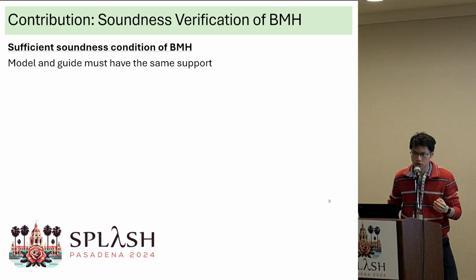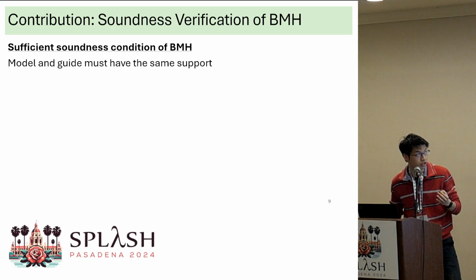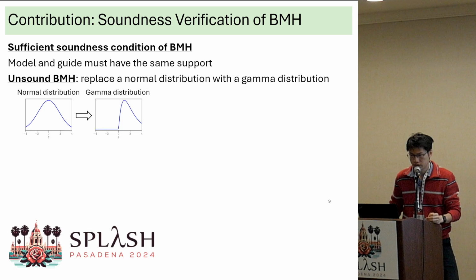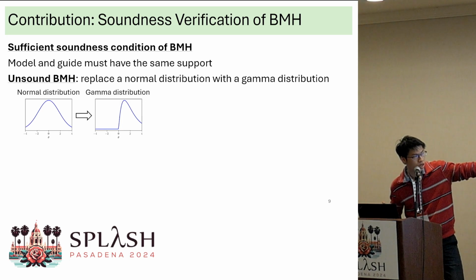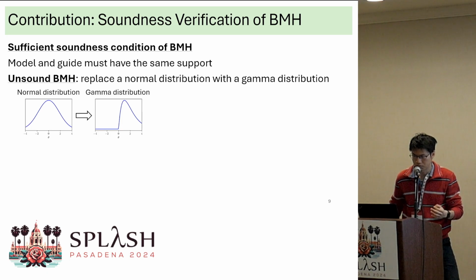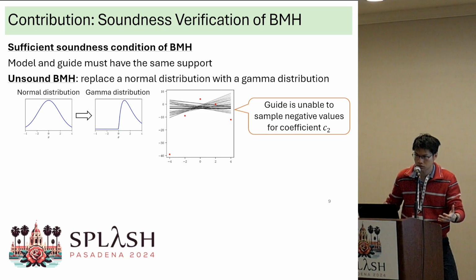In order for BMH to converge to the target distribution, it should satisfy the sufficient soundness condition that the model and guide must have the same support. For instance, in a guide program for the quadratic coefficient C2 in our running example, let's say we replace a normal distribution, where the support contains all reals, with a gamma distribution, where the support now only contains non-negative reals.